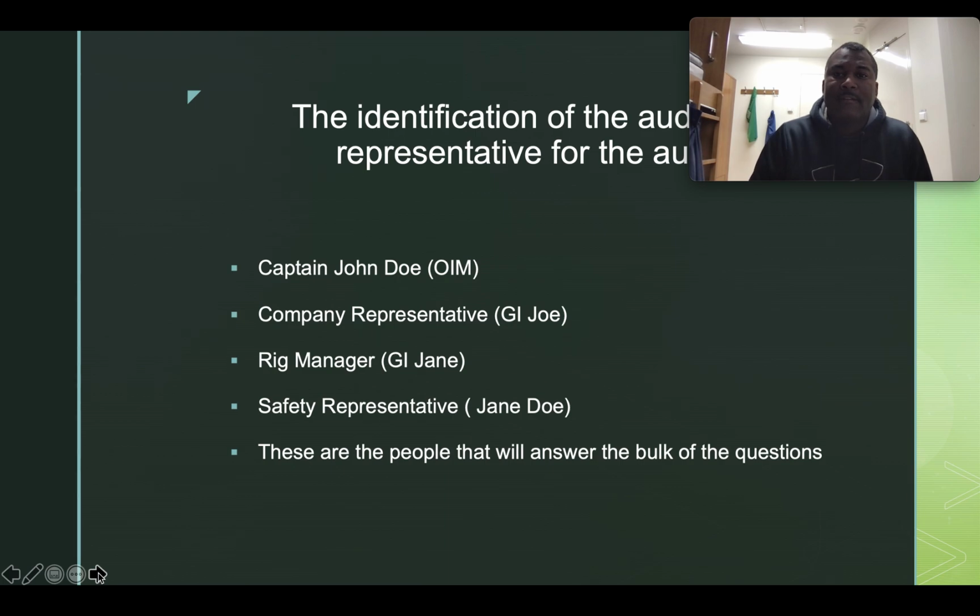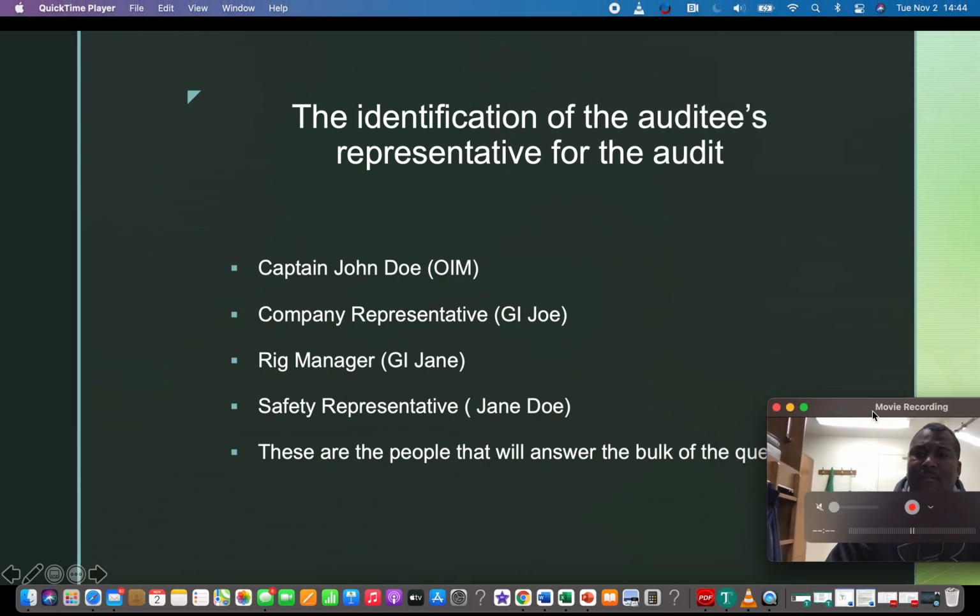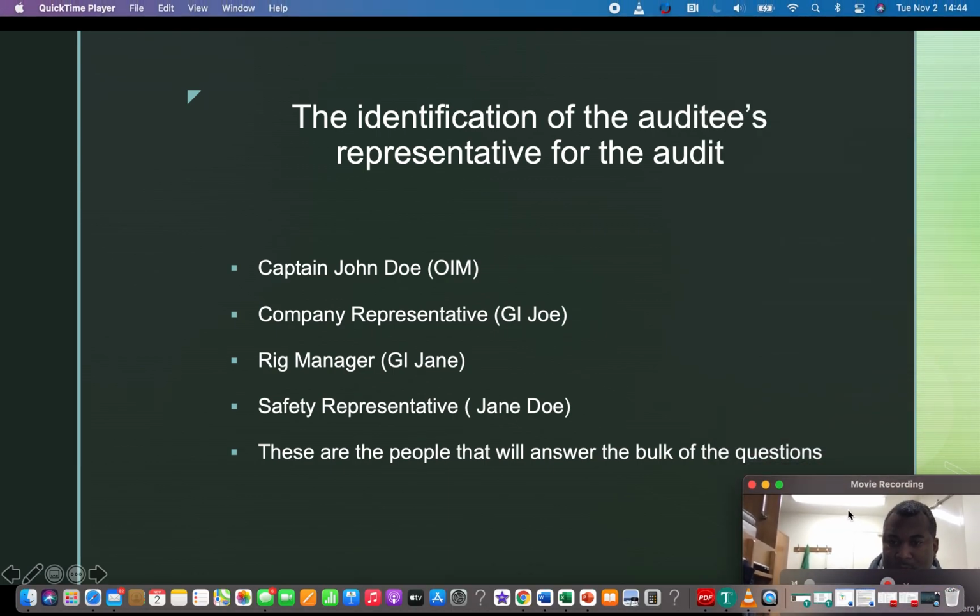All right, guys, the identification of the auditee's representative for the audit.